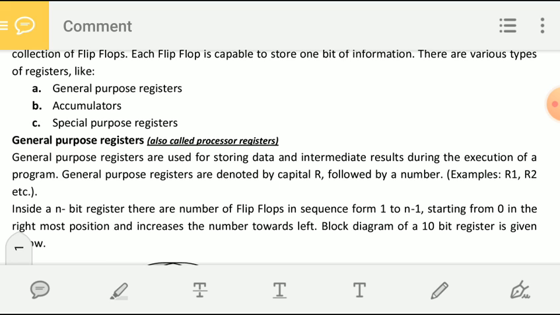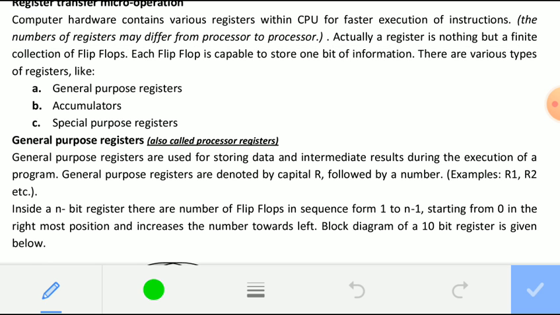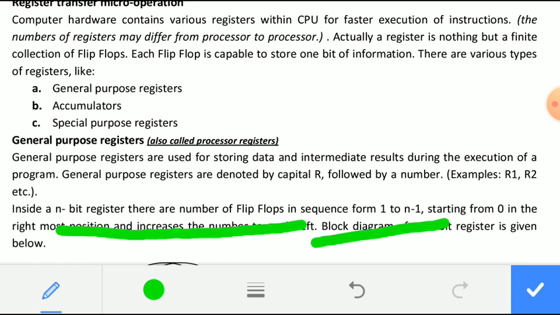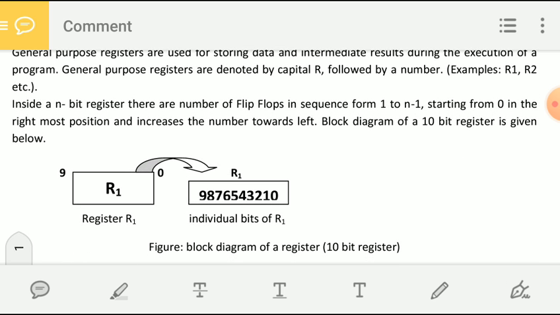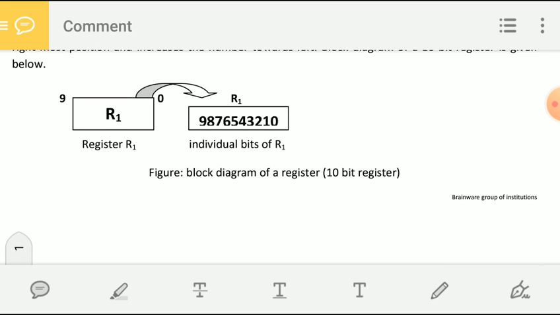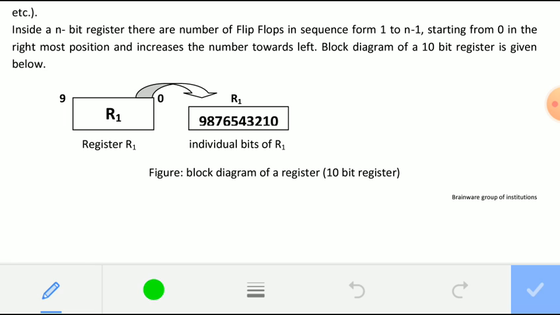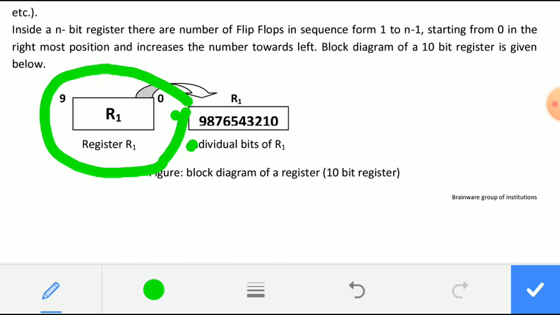Inside an n bit register there are n flip flops in sequence, numbered starting from 0 in the rightmost position. We already know from digital electronics how a register is constructed. This is a diagram of a simple register: R1 is a 10 bit register, numbered from 0 to 9.